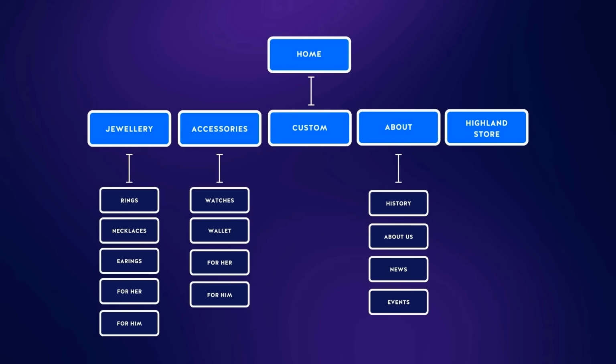Now let's dive into the secondary level on the menu, so we can instantly see that this is actually a larger website. In jewelry, we've got rings, necklaces, earrings, for her, for him. So we've actually bundled the for her and for him, which were standalone signposts on our homepage. They now appear underneath the jewelry section. And then accessories, we've got for her, for him as well. So we've got a decision to make.